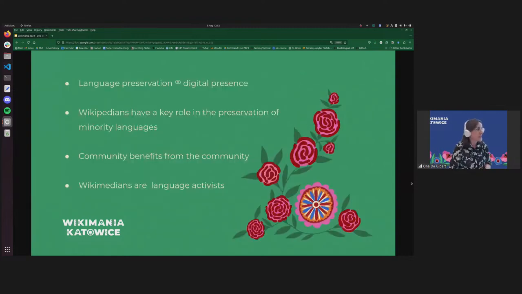Language preservation today is very related to a language's digital presence online, and Wikipedians have a key role in the preservation of their own native languages. We have also seen how the community benefits from the community, in a way that we enter these infinite loops where everyone helps each other through open source initiatives. And also as a takeaway message, I would like to conclude and say that being a Wikimedian today is more than just contributing to an encyclopedia. It is an act of language activism.